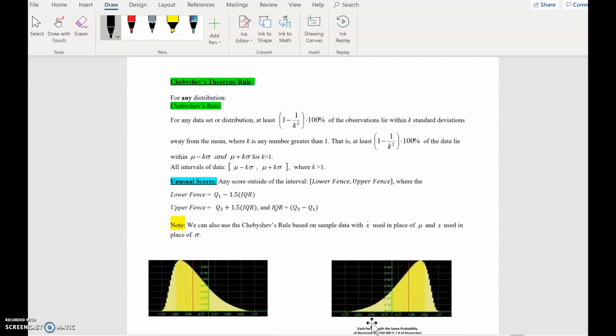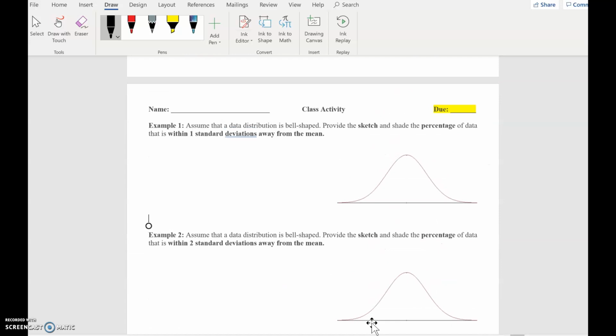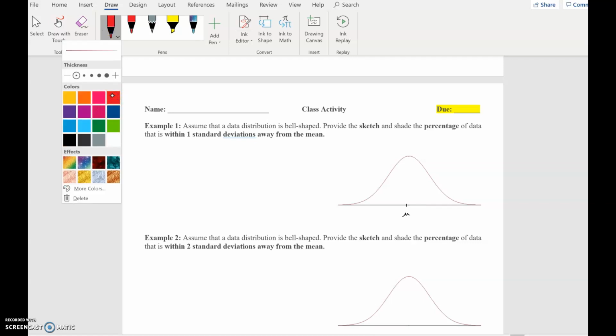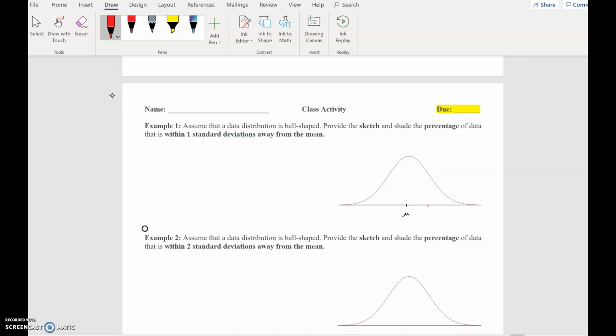So let's talk about a couple of examples where we're using the empirical rule, and we're looking at data that is bell-shaped. All they want you to do is provide a sketch and shade the percentage of data that's within 1 standard deviation away from the mean. So this value here is going to be mu, and we're assuming the following. This is 1 sigma above the mean, and this is 1 sigma below the mean.